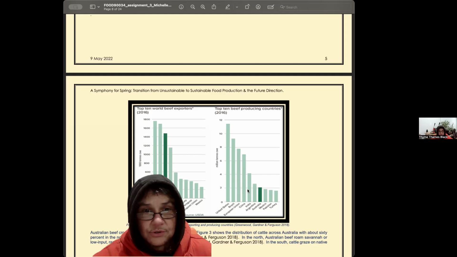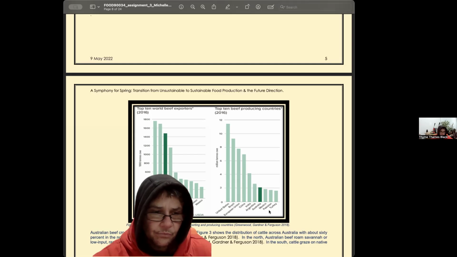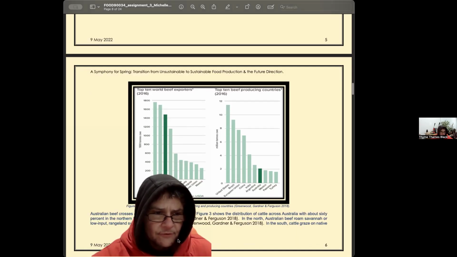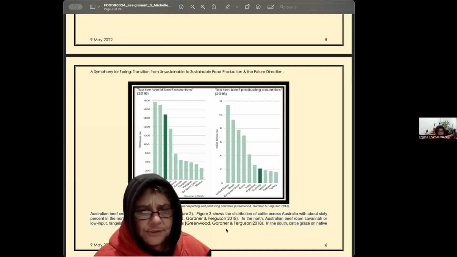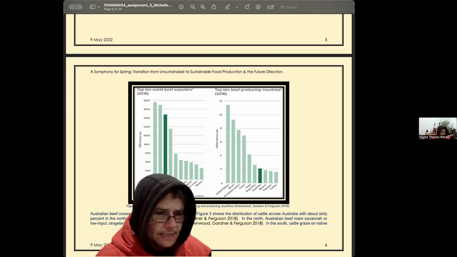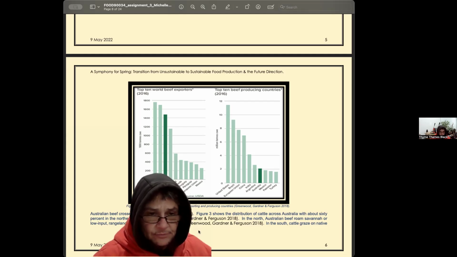Exporters, producing countries: United States, Brazil, European Union, China, India, Argentina, Australia, Mexico, Pakistan, Turkey. Australian beef crosses all climatic regions. See figure 2. Figure 3 shows the distribution of cattle across Australia, with about 60% in the northern tropical parts. Greenwood, Gardner, and Ferguson, 2018.